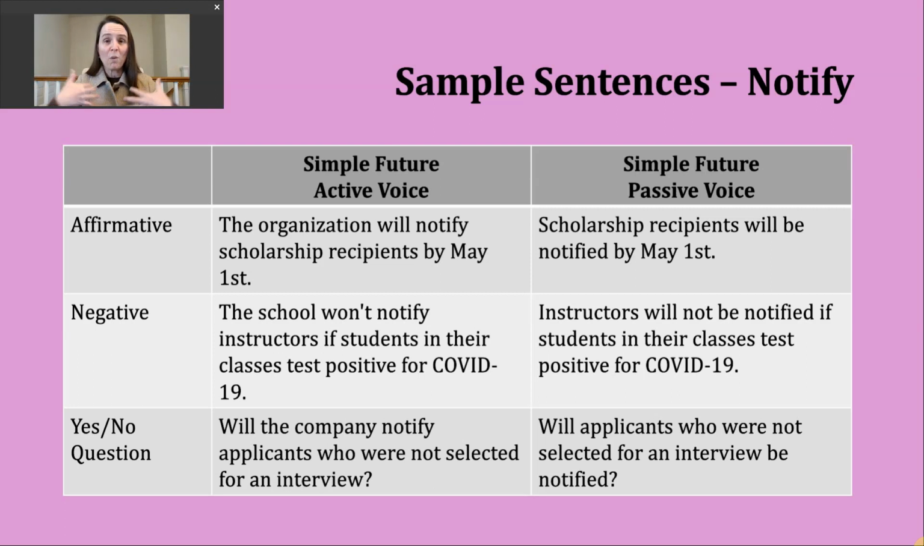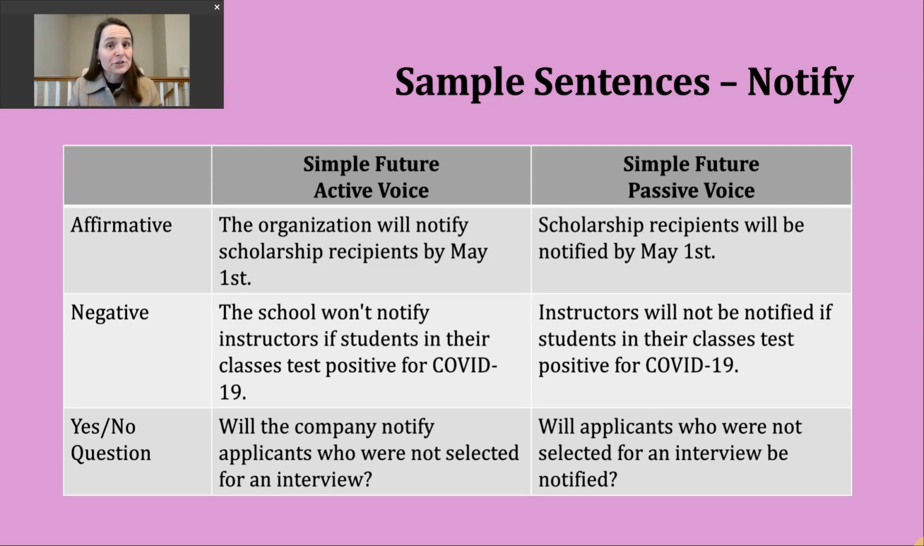Again, us, the people in charge, we will not be communicating that information. Finally, let's look at making yes or no questions. Okay? In the active voice, we start with will, then we have our subject, the person or people who are responsible for the action, then our base verb.